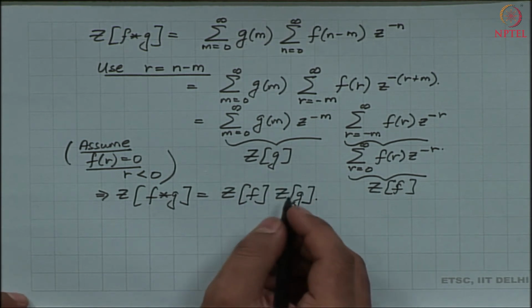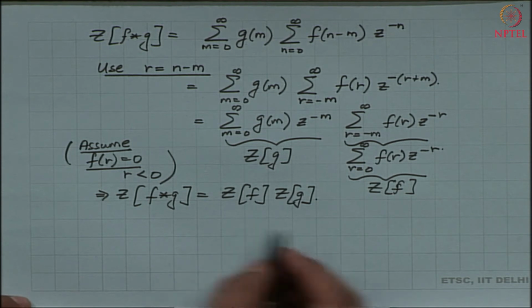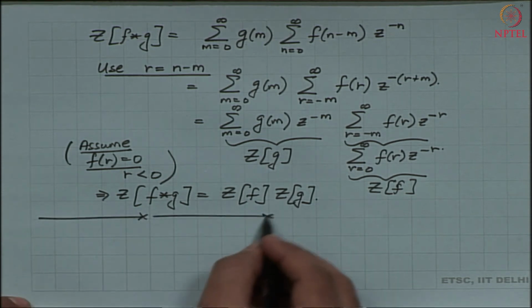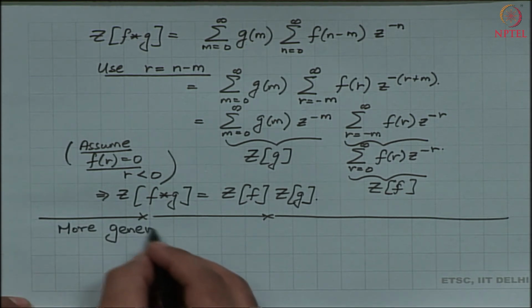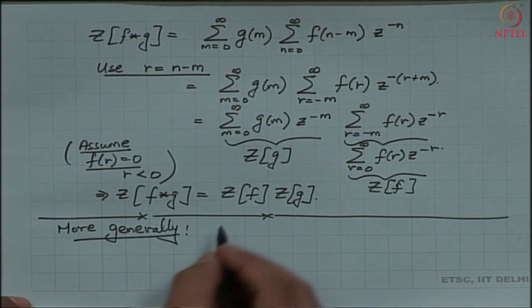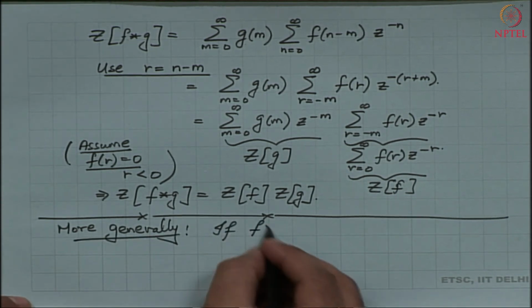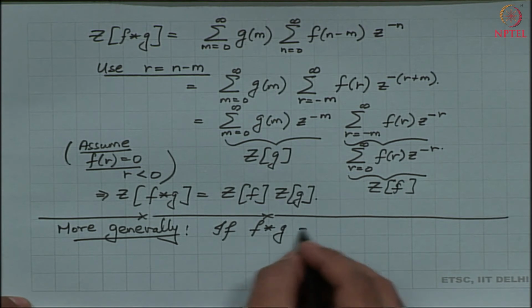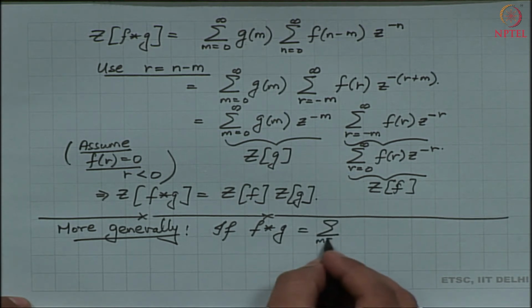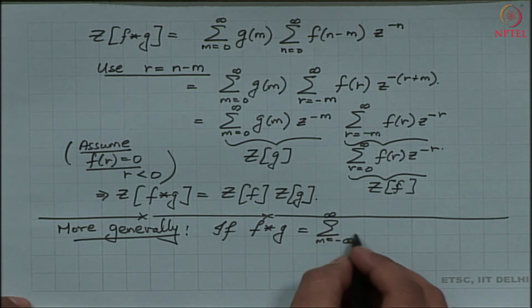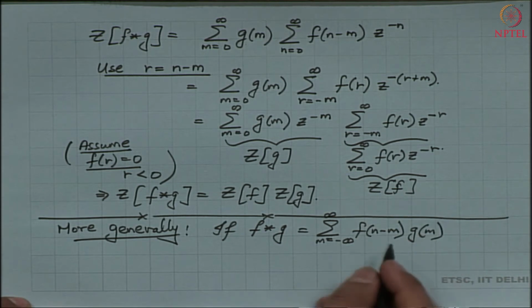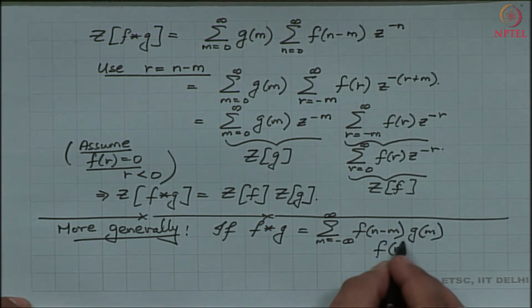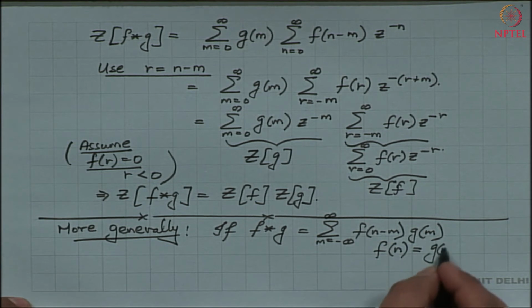Okay. So, then let me give the more general result. So, more generally, I have that the Z transform of the convolution is the summation m from minus infinity to infinity f of n minus m g of m, where my functions f of n and g of n are 0 for n less than 0.